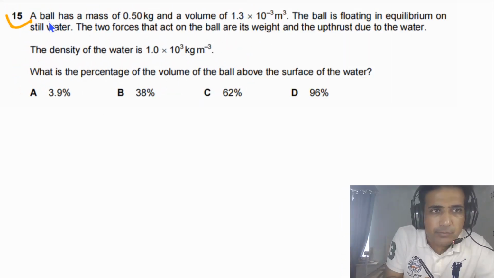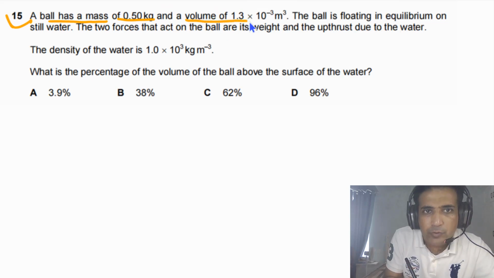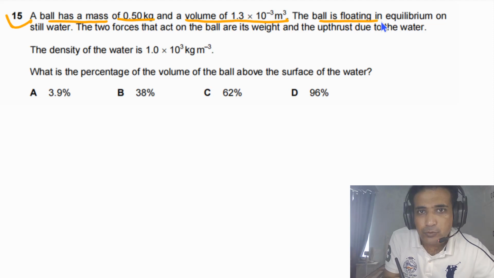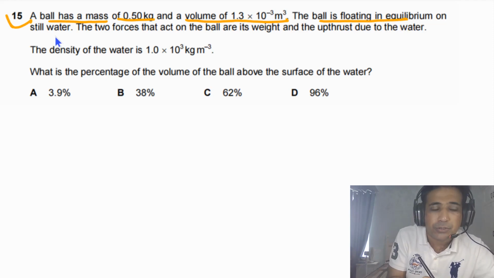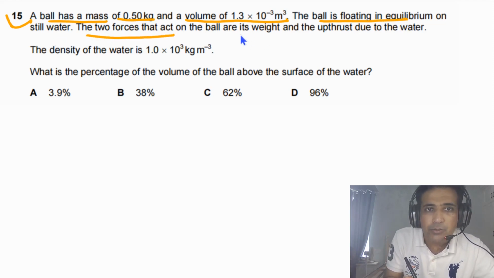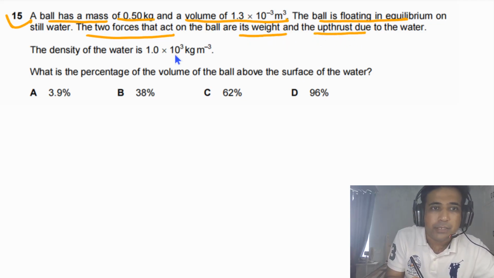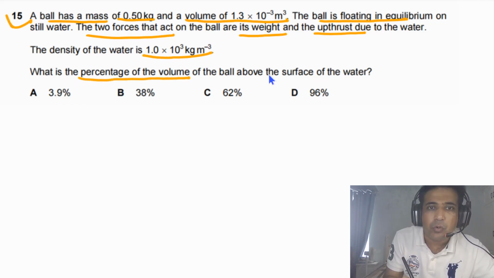Question 15 says a ball has a mass of 0.50 kg and a volume of 1.3 times 10 to minus 3 cubic meters. The ball is floating in equilibrium on still water. The two forces that act on the ball are its weight and upthrust due to the water. The density of water is 1.0 times 10 to 3 kg per cubic meter. What is the percentage of the volume of the ball above the surface of the water?